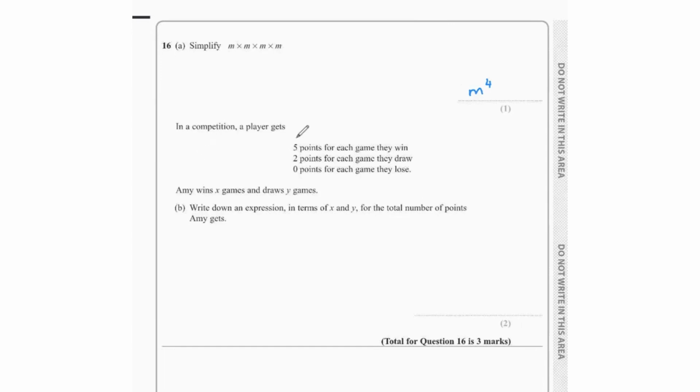Then it says in a competition, a player gets 5 points for each game they win, 2 points for each game they draw, and 0 points for each game they lose. Amy wins X games and draws Y games. Write down an expression in terms of X and Y for the total number of points Amy gets. So if she's winning X games and drawing Y games, 5 points for the win. So 5x plus 2y. That's your expression.